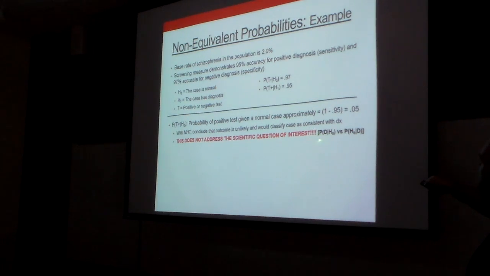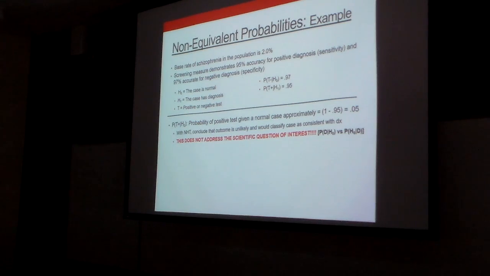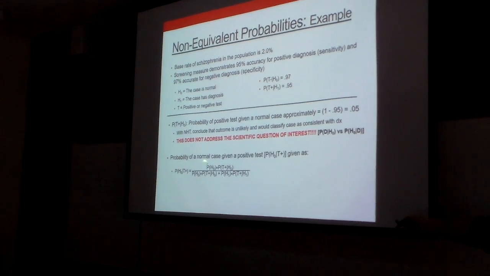We want to know the probability of the data given the null hypothesis versus the probability of the null hypothesis given the data. This is what we're asking, or this is what null hypothesis testing is giving us. This is actually what we want, right? So the question here is, what's the probability of a negative diagnosis given a positive test? Okay. And so the probability of a normal case given a positive test is actually what we should be looking at.